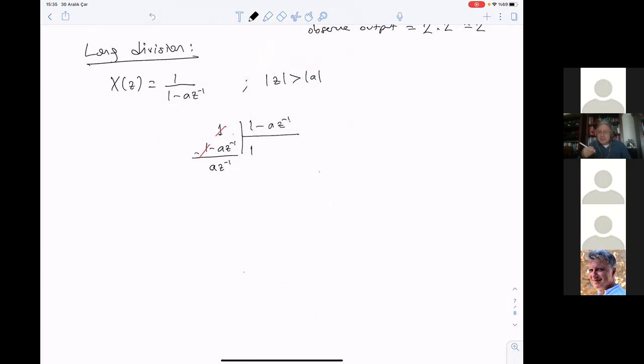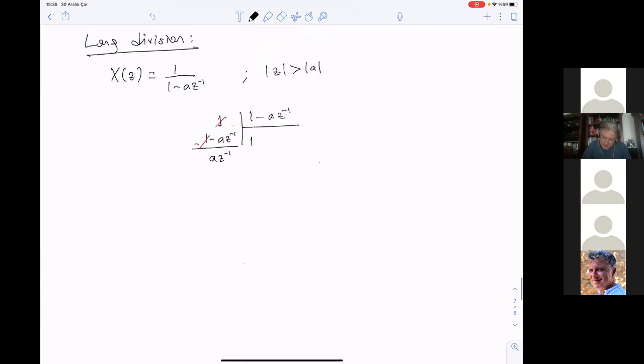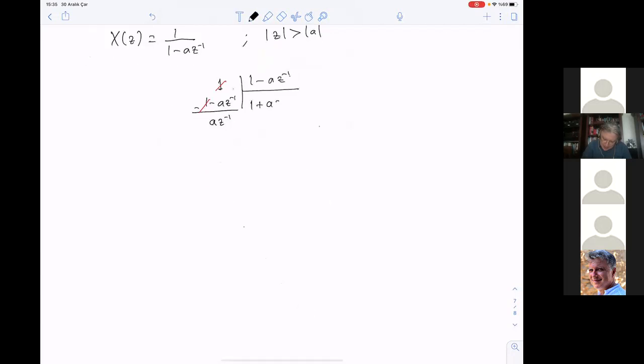Then I will continue. Then the question is, how many of these are there inside AZ inverse? Now that's the critical thing. And if you understand this step, the rest of the steps will be easy for you. And the answer for this one is AZ inverse. Many of these terms exist inside AZ inverse. Why? Because if I multiply this by AZ inverse and subtract from this, I will get something else.